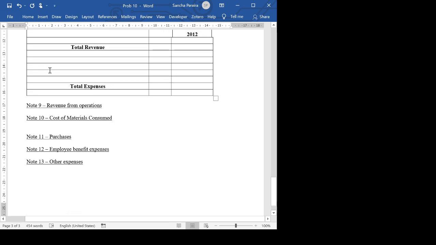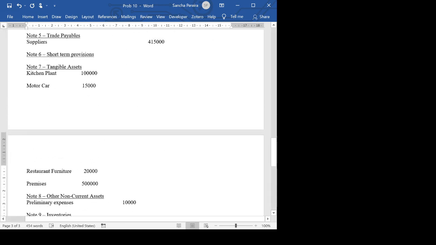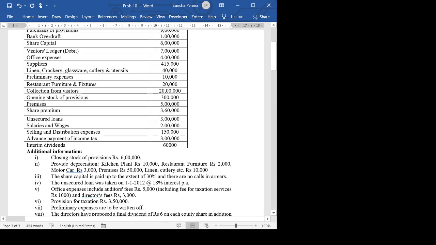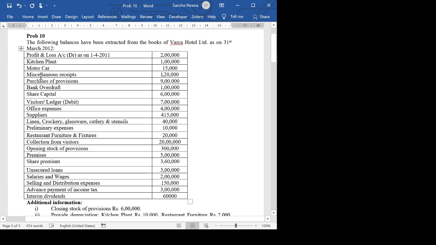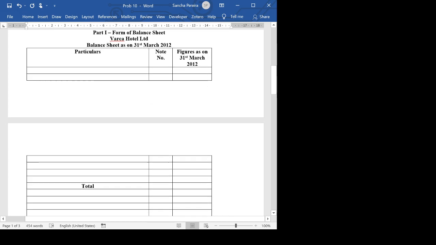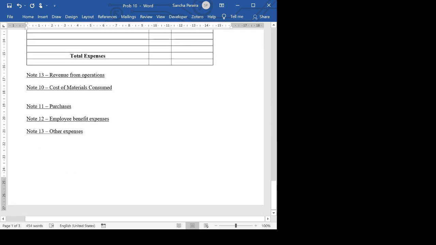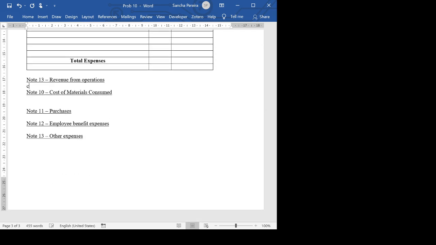So that was note 12. This would be note 13. Revenue from operations. We have just one item here, that is sales. Collection from visitors, 20 lakhs. This collection from visitors would be the receipts of the hotel, the main income of the hotel. So collection from visitors, 20 lakhs.